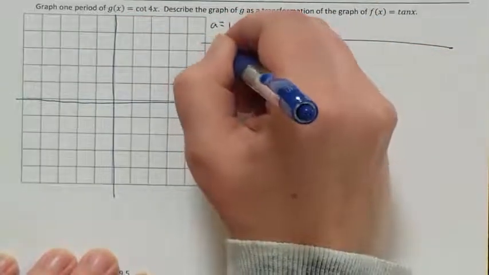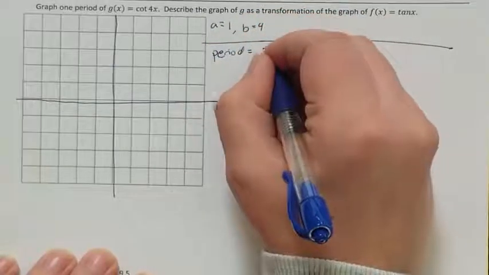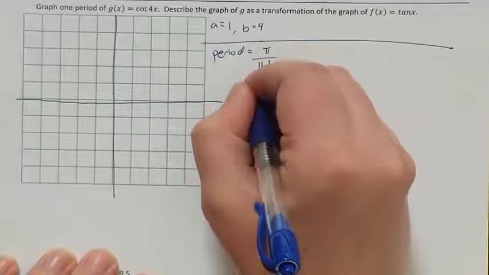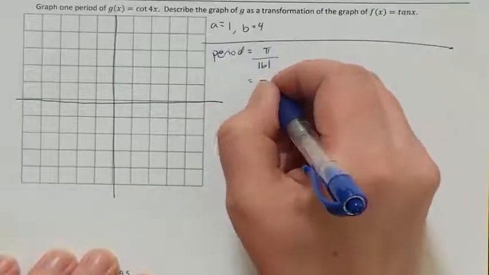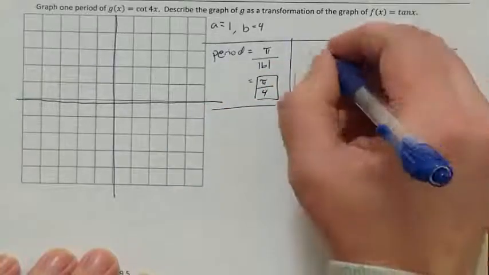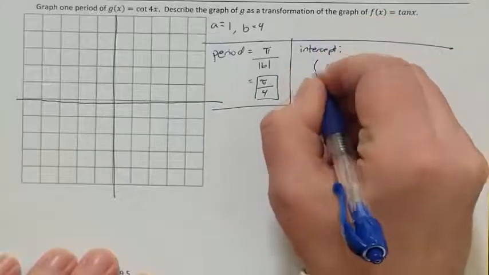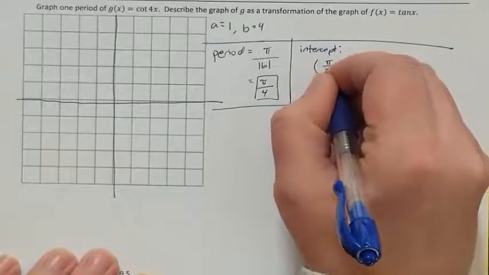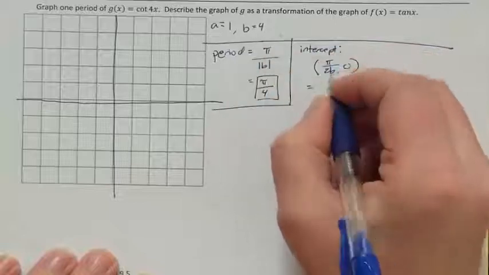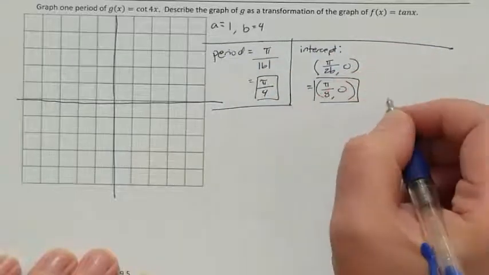And to be able to graph this, the first thing we look for is our period, and our period is the equation pi all over the absolute value of B, and my B is 4, so it says pi all over 4. This is my period. Now we're going to look for our intercept. Our intercept is also an equation. It's the equation pi all over 2b, 0, where b is 4. So this is pi over 8, 0 is my intercept.